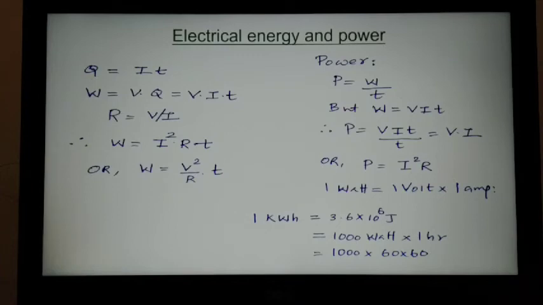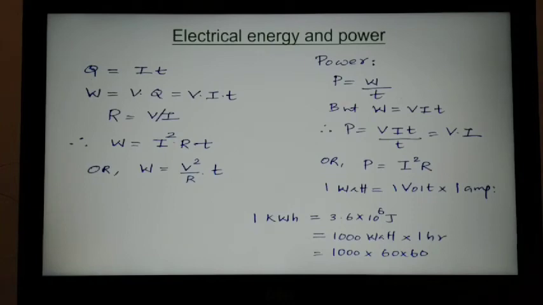So 1 kilowatt hour means 1000 watt multiplied by 1 hour. 1 hour means 60 into 60 seconds when you are converting into SI units. So 1000 into 60 into 60 means 3.6 into 10 to the power 6 joules. So 1 kilowatt hour, that is 1 unit, is equal to 3.6 into 10 to the power 6 joules. Okay, so that is the commercial unit of electrical energy and electrical power.